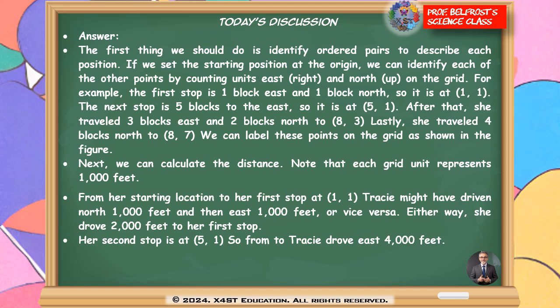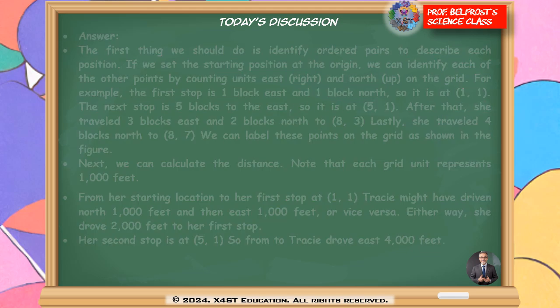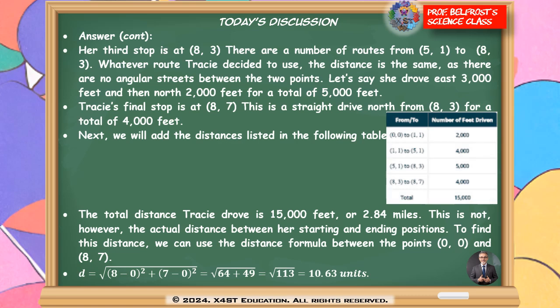The distance for the first stop is 2,000 feet. For the second stop, the distance is 4,000 feet. For the third stop, it is 5,000 feet, and for the fourth stop, it is 4,000 feet. So the total distance that she has traveled is just the sum of these 4 stops, which is 15,000 feet.